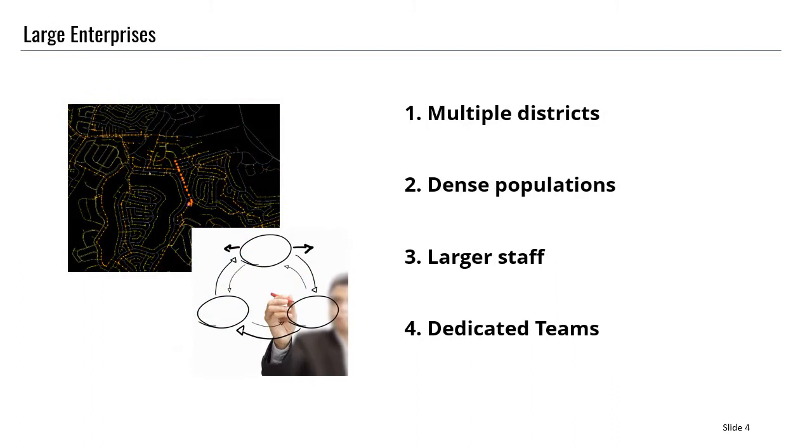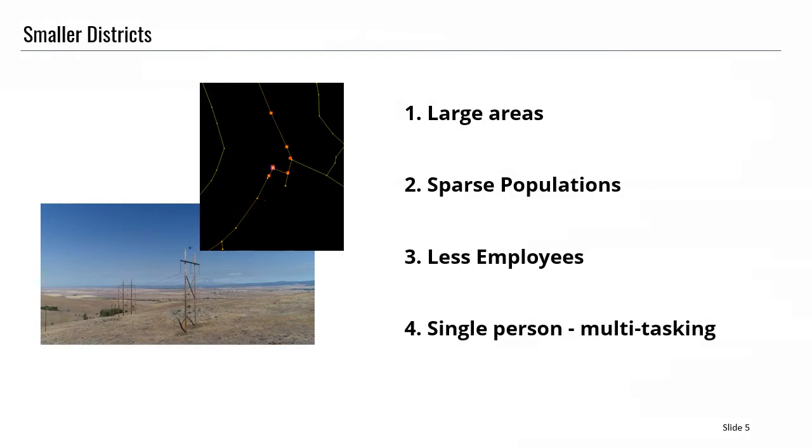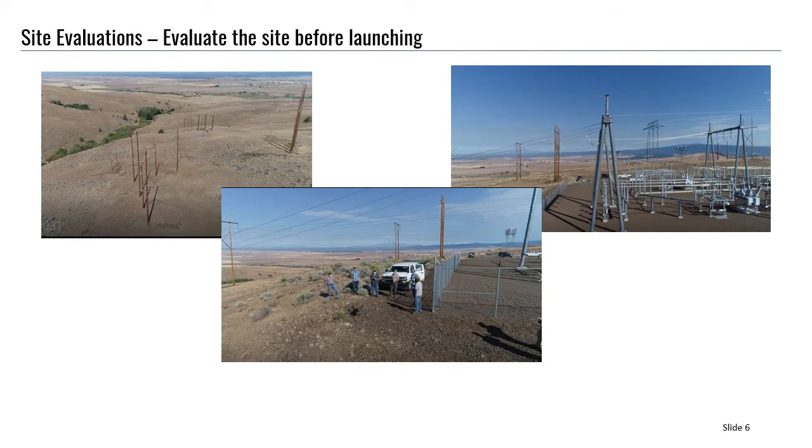In large enterprises, they typically have multiple districts in a dense population area. They usually have a large staff, and they have dedicated vertical market teams. Whereas in smaller districts, they cover a large geographic area, but in very sparse population areas. They have fewer employees, and an individual person is typically multitasking or has multiple roles. Environments change. What it was like last week is not what it will be like this week. A set pattern may have to change to achieve the needed results.